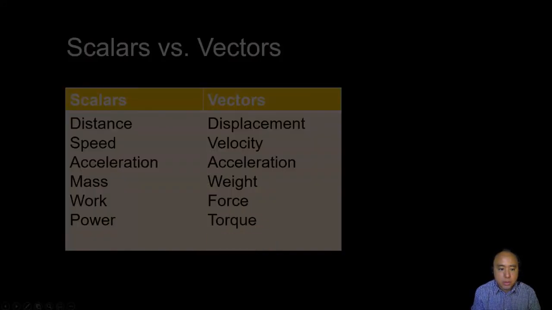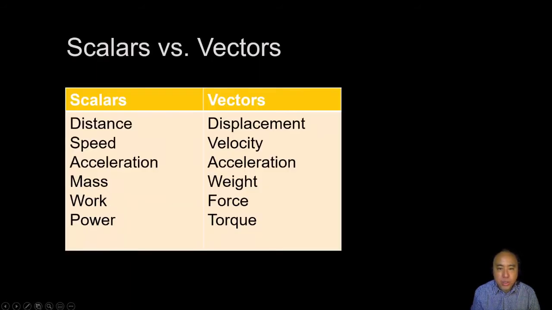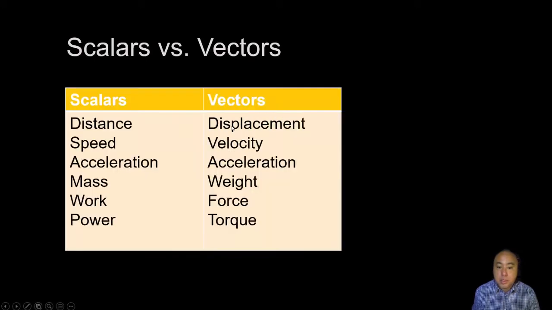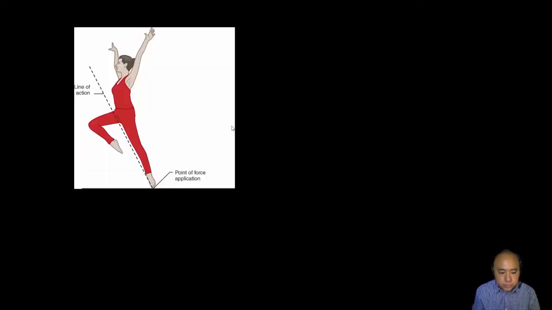These are some of the scalar quantities that we use in physics as well as biomechanics: distance, speed, acceleration, mass, work, power. In fact, if you look at the first three parameters, the vector equivalents of these scalar quantities would be displacement, velocity, and acceleration. So again, scalar only has magnitude. Vector quantities have both magnitude and direction.